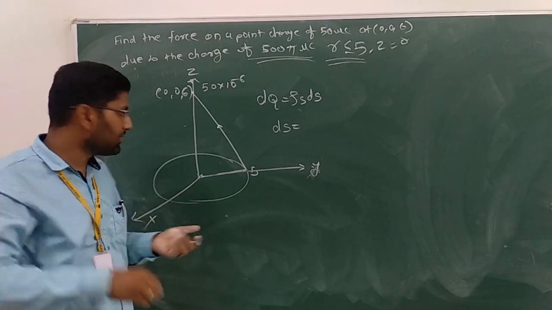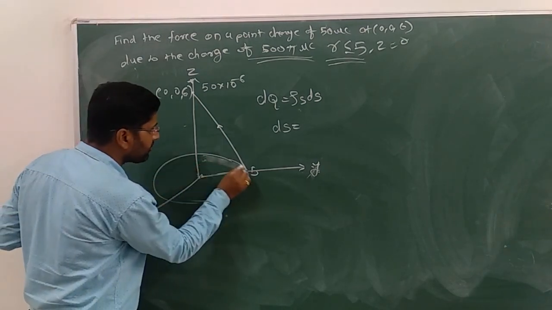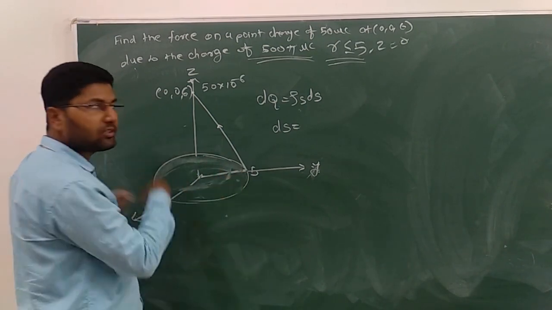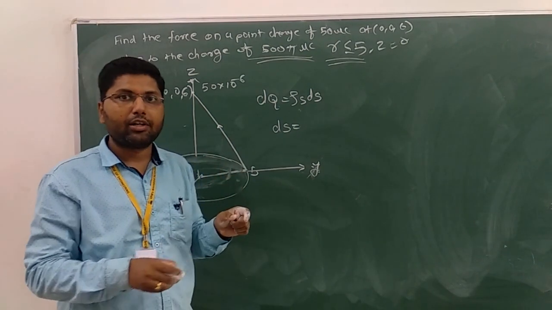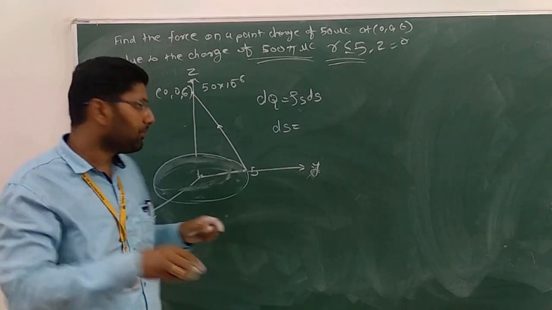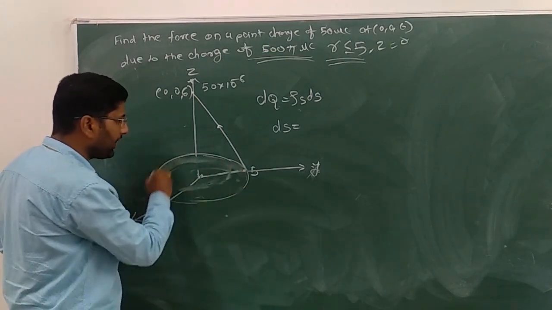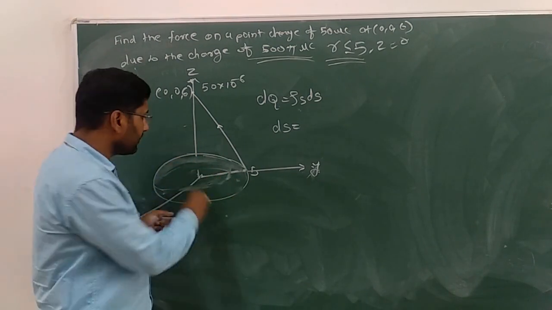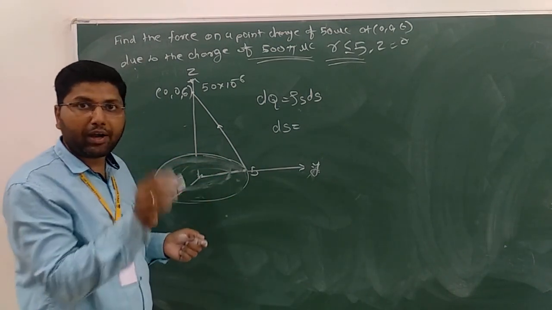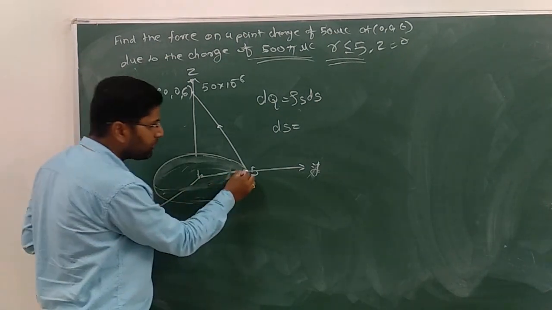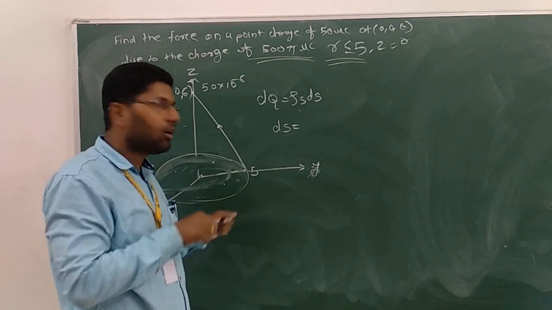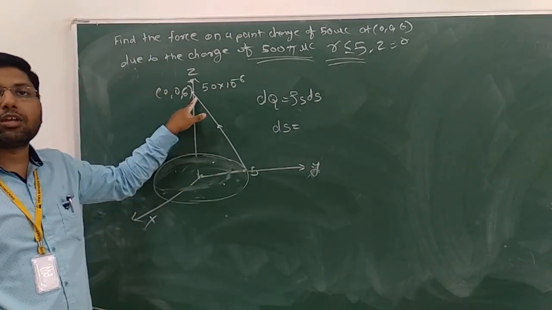Disc means all the points are distributed over the whole surface. On the whole surface, the points will be distributed. It is not only a ring. A ring will have only the points available on the edge of the ring. But a disc is a solid part, and we have to find out the force through this point, this point, this point, this point. From each and every point, we have to find out the force on this 50 microcoulomb point.